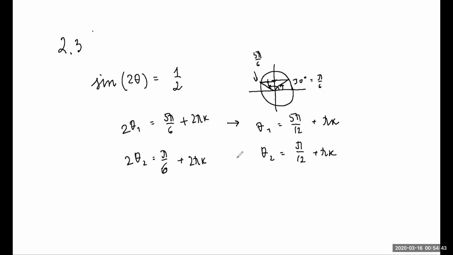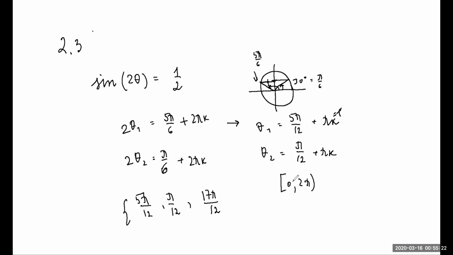Now, how many solutions am I going to get in the interval from 0 to 2 pi? Well, obviously 5 pi over 12 and pi over 12 are going to be solutions, so I'm going to put them: pi over 12 first because it's smaller, then 5 pi over 12. Now, if I set k equals 1 here, I'm actually going to have pi plus 5 pi over 12, which is going to give me 17 pi over 12. 17 pi over 12 is still inside of the interval.